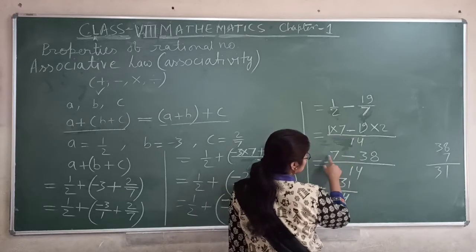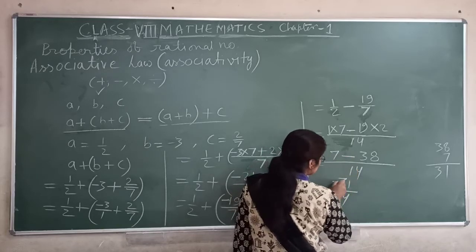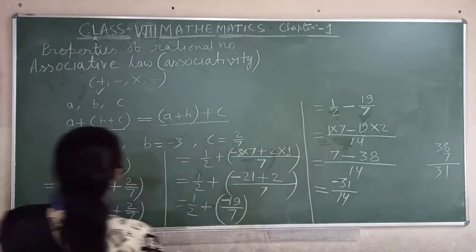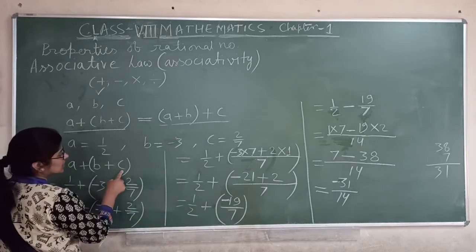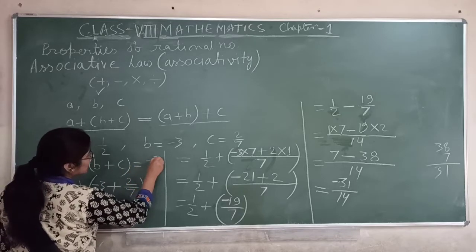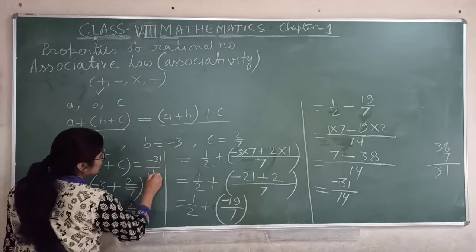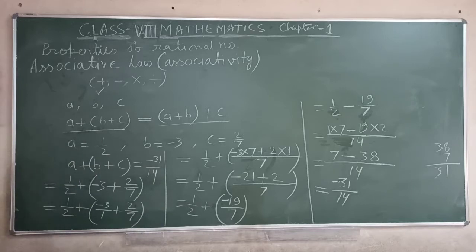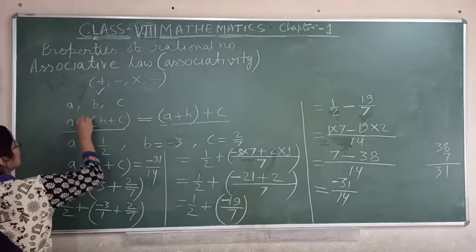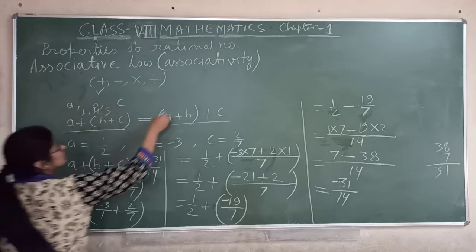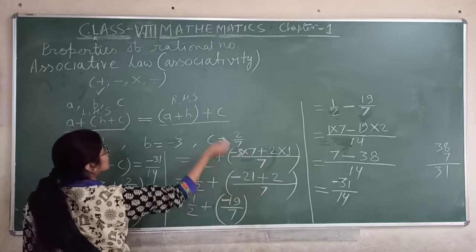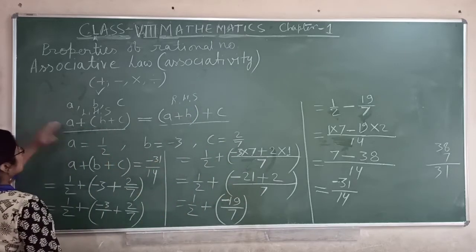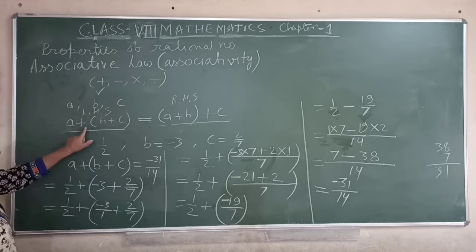But look, this is negative, this is positive. Sign of greater number, so greater number here. So when you calculate a plus bracket b plus c bracket close, you are getting minus 31 upon 14. Okay. In case of, this is your left hand side and this is your right hand side. Whatever is on the right-hand side, that is right hand side. Whatever is on the left side, that is left hand side. So when you calculate this one, you are getting 31 upon 14.